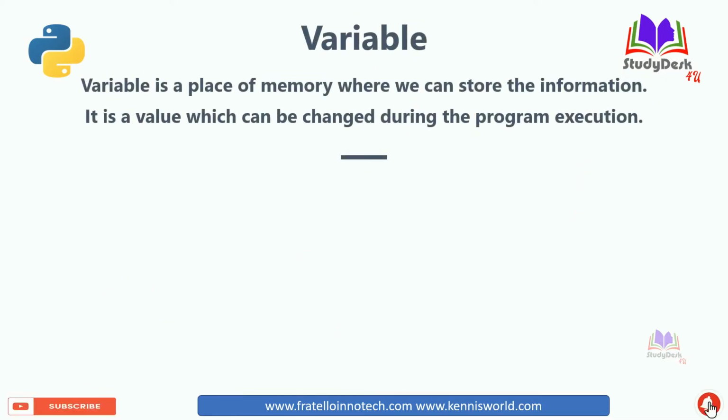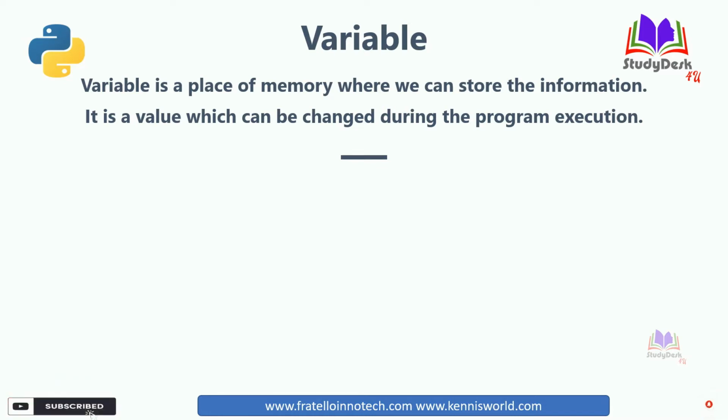A variable is a place in memory where we can store information. That means whatever data we are going to use in the program, we need to store in some particular memory location, since we can't represent it physically in the computer. So we need some alias name for the respective memory address, and that is the variable. A variable is a pointer to the address of the value where it is stored in memory.